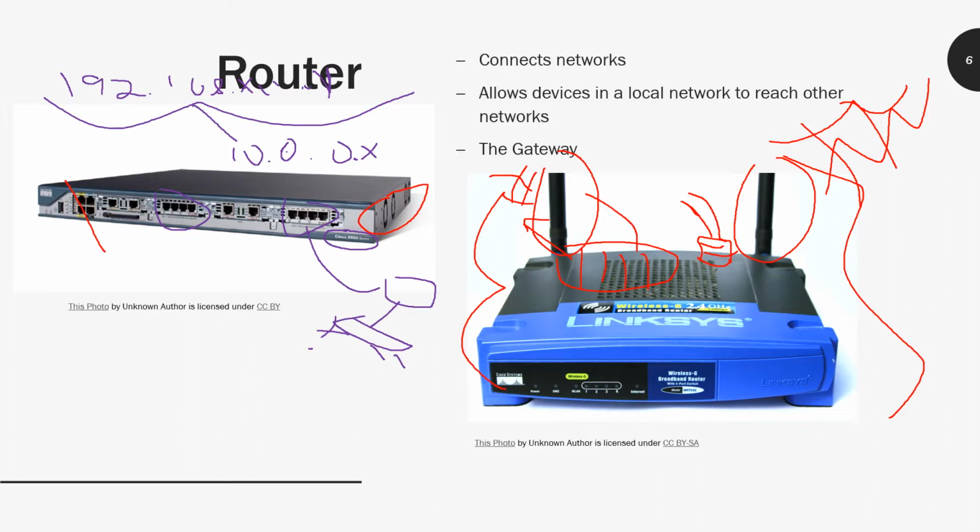So let me just go over what we talked about today about this router. It connects networks together. So that's what it does in pure essence. A router connects networks. It allows devices in a local network to reach other networks. So if you're in network A and you've got to get to your buddy over here on network B, it helps you communicate. And again, this is just general information. If you want the precise information, there's a course for that, and I can provide you with links to more material. And it's called the gateway.